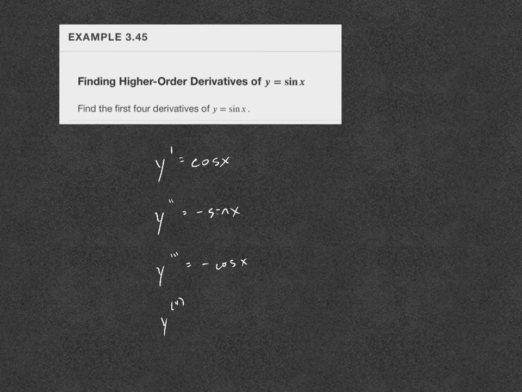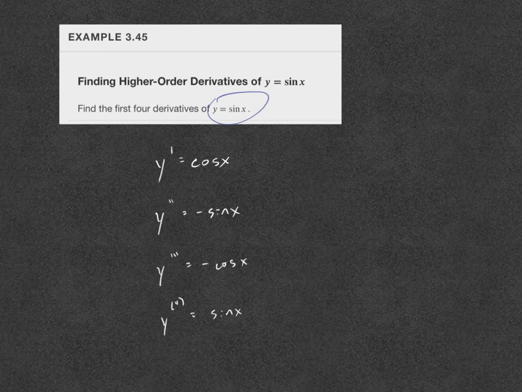And then maybe you see where this is going. The fourth derivative, I use a number now, but in parentheses: the derivative of cosine is negative sine, so the derivative of negative cosine is positive sine. So the fourth derivative is sine x, and we close our loop. If the original function is y equals sine x, in 4 derivatives I get back to sine x.